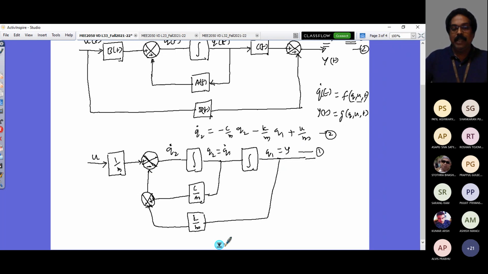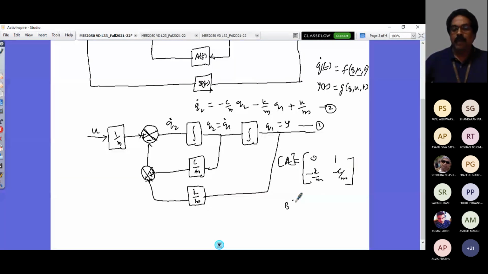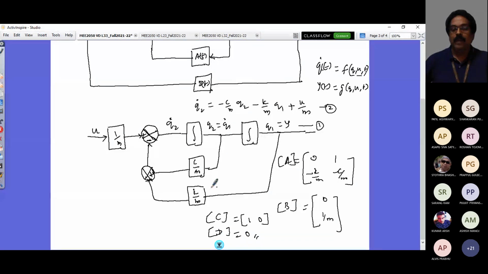This block diagram does not have a direct transmission matrix. So in this, what are my A, B, C, D? In this case, it is simple. What is my A? State matrix is 0, 1, minus k by m, minus c by m. What is my B? It is not a matrix, it is a column vector in this case, 0, 1 by m. What is my C? Output matrix. In this case, it is a row matrix, 1, 0. And D is 0. So by having all this, I would be able to get my transfer function for the system, or these parameters can be used in a control system design.